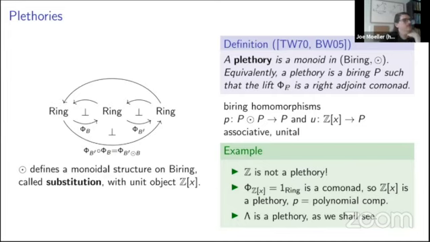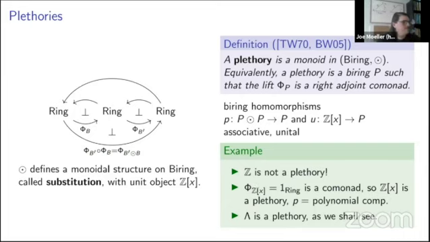Yes, so we're asking it to be a comonad, and the co is coming from the fact that it was equivalent to right adjoints op. Another way of looking at this also is to say that it's a biring which is equipped with biring homomorphisms going from the substitution product with itself to P, and also a unit, and it's associative and integral.